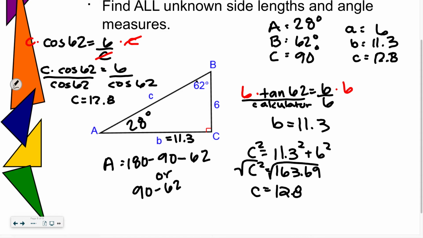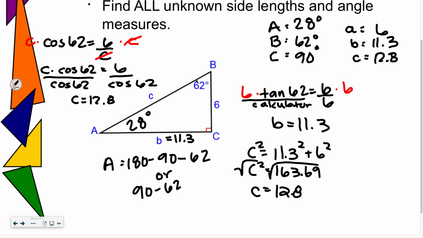So whether I used the Pythagorean theorem or a trig ratio, I'm getting the same answer for my side C, right? Either one is acceptable. And that would be true if you set up different trig ratios. I noticed we both used 62, but you could use this 28 like I had. If you do tangent 28 is 6 over C, we should still get 12.8. Any questions on that?